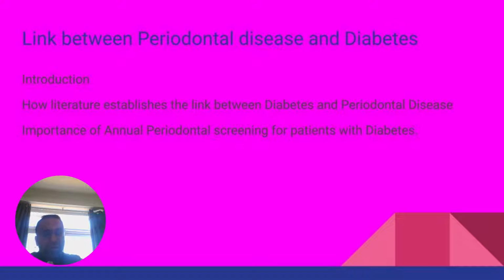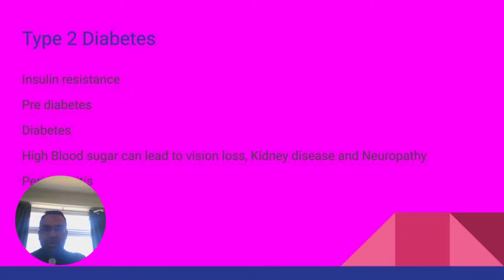We are going to check today how the literature establishes the link between diabetes and periodontal disease. This can be type 1 diabetes or type 2 diabetes. Also, we are going to check the importance of annual periodontal screening for patients with diabetes.